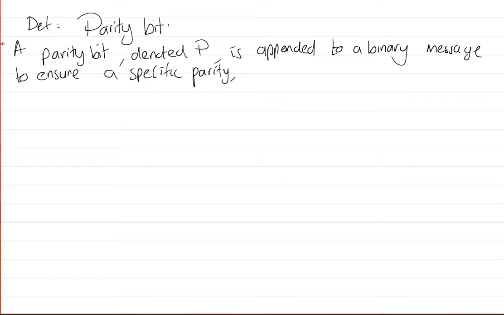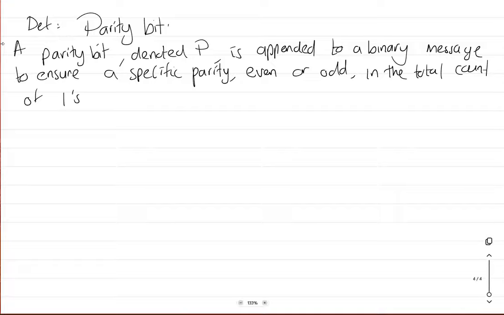Okay, so what is a parity? It means even or odd. So that's what a parity is, in the count of ones, including P itself. That's important, right? It has to include P as well. So the parity count in itself is counted against the ones to make it either even or odd. And we're going to look at it as even.